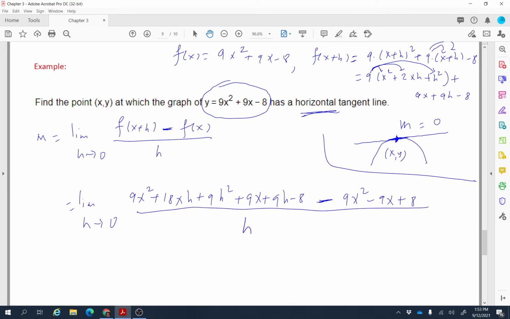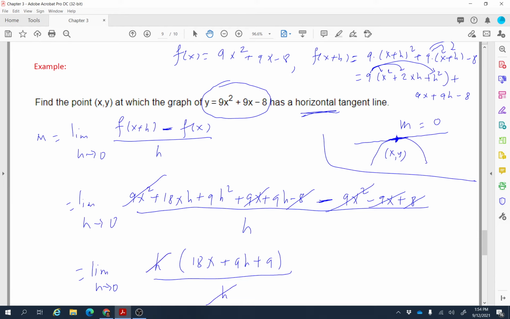Divide it by h. As you can see, the good thing is we can cancel some of the terms, like negative 9x and positive 9x, and positive 8 and negative 8. Eventually we can simplify the numerator so that we can have h factor on the top. There are three terms and all of them have h. So I can factor out h here. For this one the leftover would be 18x, for this one the leftover would be 9h, and for this one the leftover would be 9, because I factor out h. So now we can cancel this h and this h.